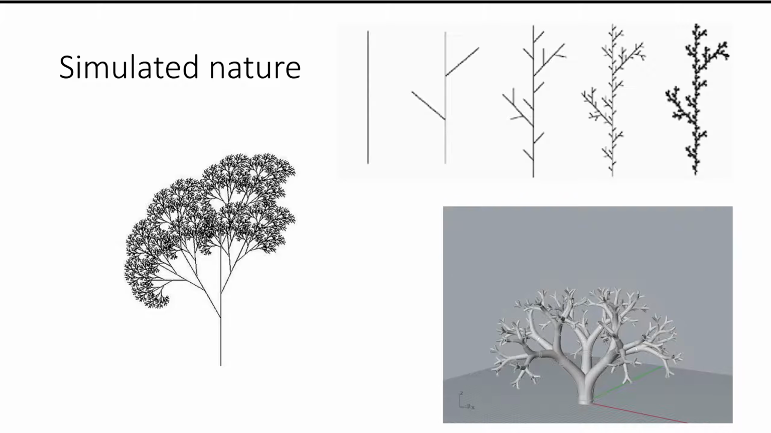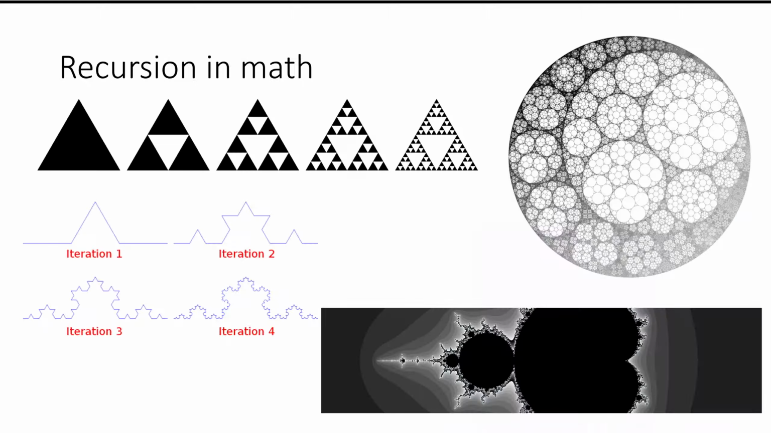So we also see these kinds of things simulated in nature. We also see recursion in math in things like fractals. You've probably seen this one before. We can do fractals like this, where we have one iteration and then the second. So we have this pattern here, and we repeat this pattern on a smaller scale on each of the lines of the big pattern, and we can get something like this.